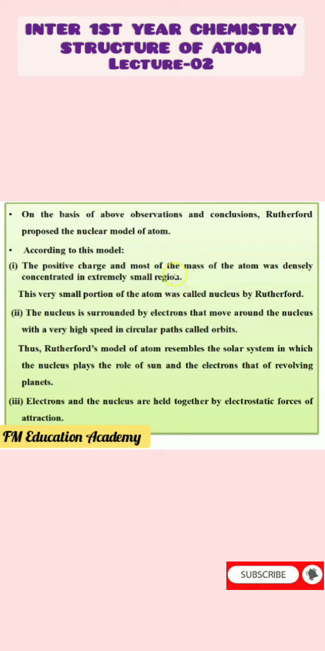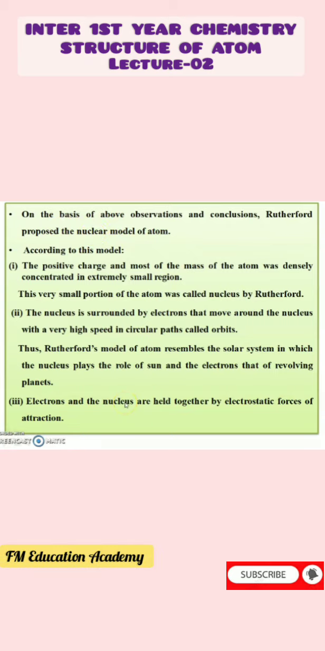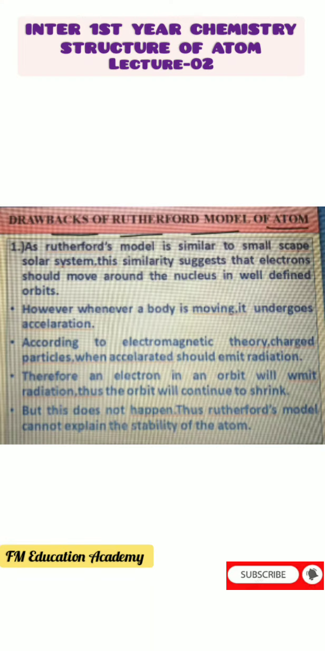Three points are there. One point is the nucleus will occupy a small region. Second point is electrons will revolve around the nucleus like that of the solar system. Third point is both electrons and nucleus are held together by strong electrostatic forces of attraction. These were the features of the nuclear model of atom of Rutherford. Now let us see what were the drawbacks or disadvantages of Rutherford's model of atom. Drawbacks of Rutherford model of atom.